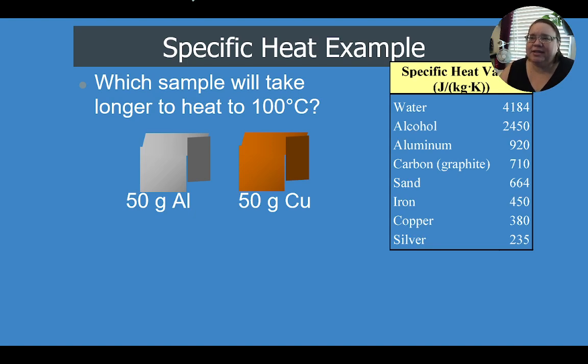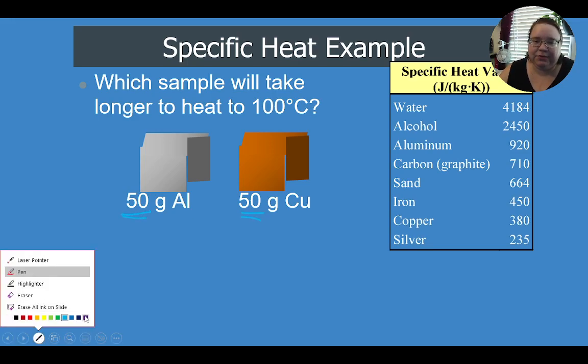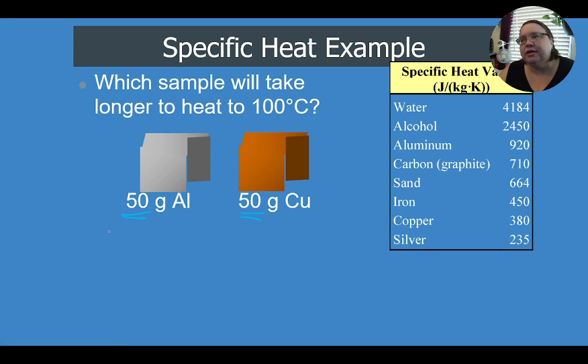So let's look at a conceptual type problem for specific heat. I've got two samples of metal here. Not the best illustrations, but whatever. They both have the same mass. So I'm asking y'all which sample is going to take longer to heat. Well, we're going to come over to our data table. Frequently, specific heats are given to you in a data format, and you have to find the right one to use.